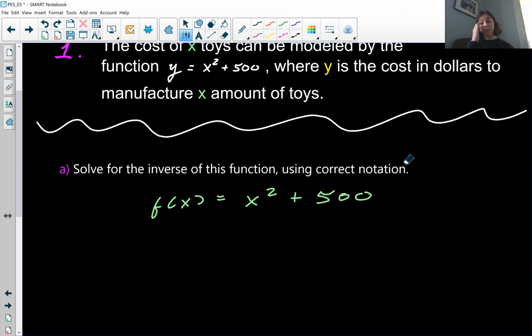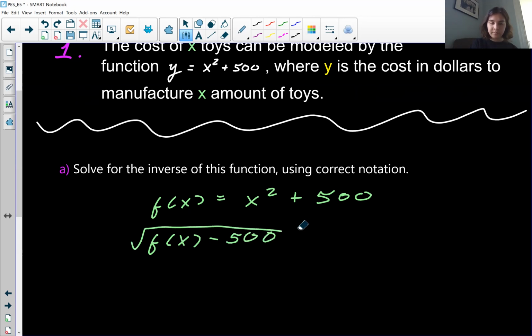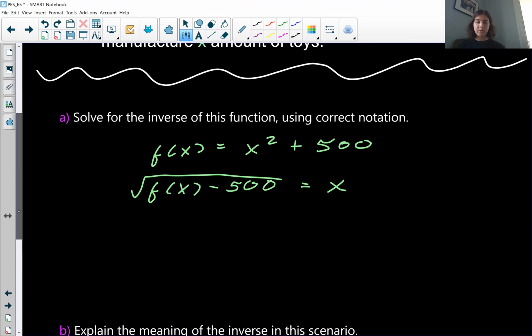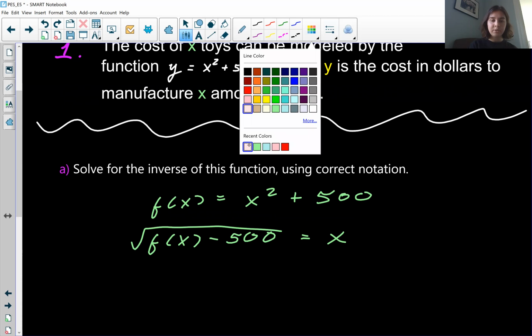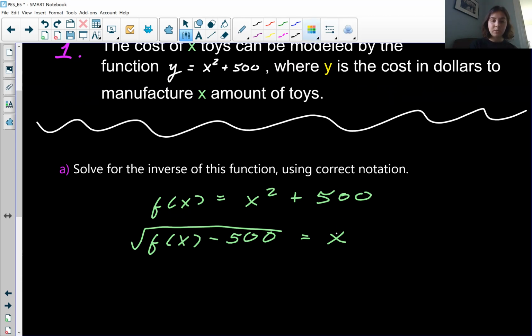So normally what I do here is I just solve for x first. So I'm going to go ahead and do that. I'm going to subtract 500 and then take the square root. So we'll do f of x minus 500 and then the square root of that. And that's going to equal x. Now, for the inverse, my x value is my y value, and my y value is my x value. So the next thing that I'm going to do is basically switch these two variables.